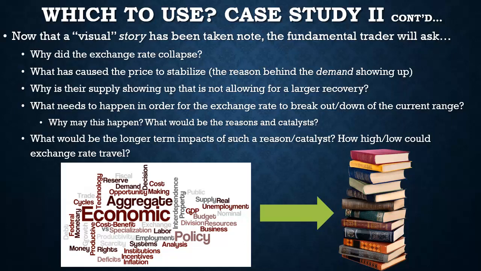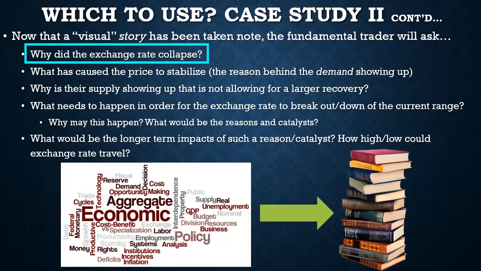So in terms of our case study and the visual, they're going to be wondering, remember that at first there was that big old nasty fall that we talked about. So that brings up a logical question: hey, why did the exchange rate collapse? And for us as technical traders, we're going to say, well, because there was a lot more supply than there was demand. Yep, that's it for the technical trader.